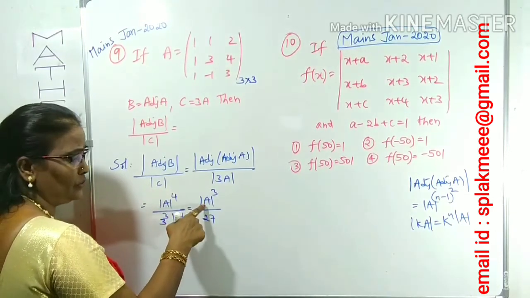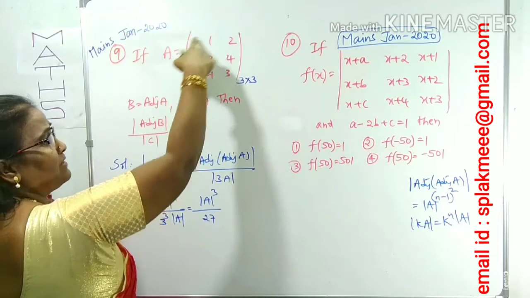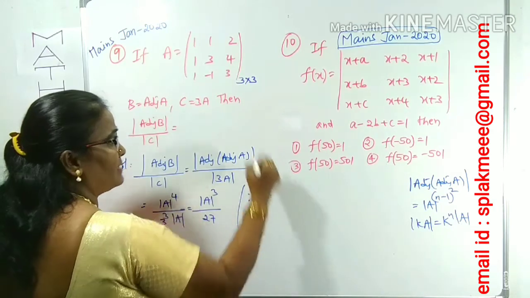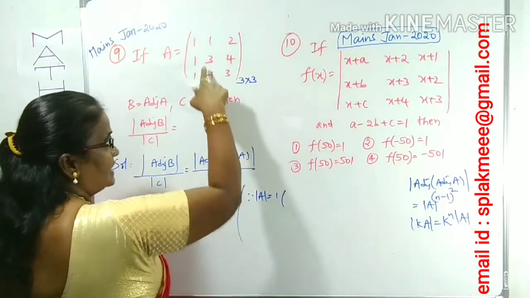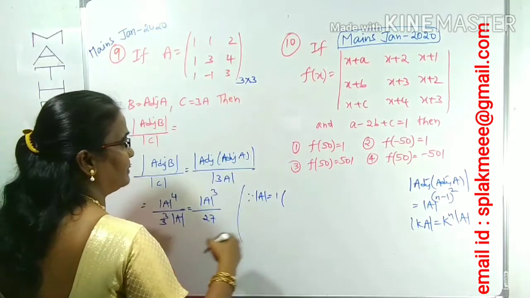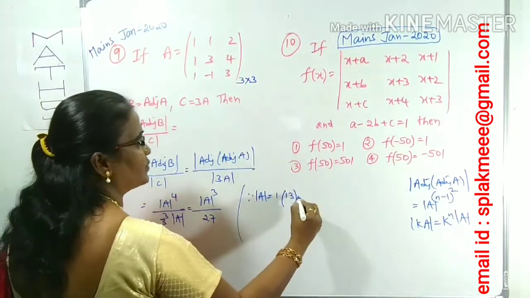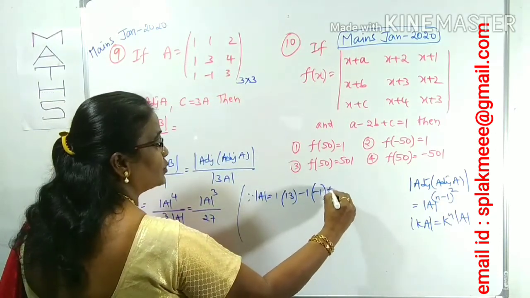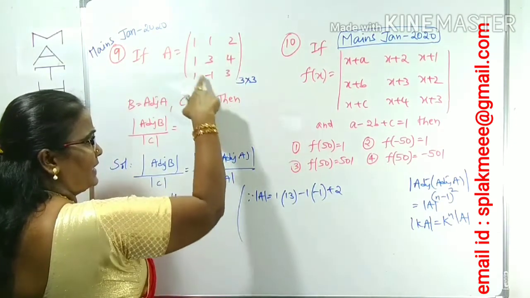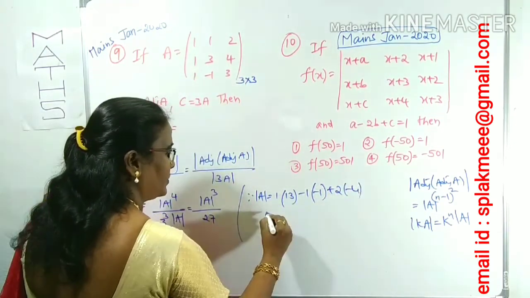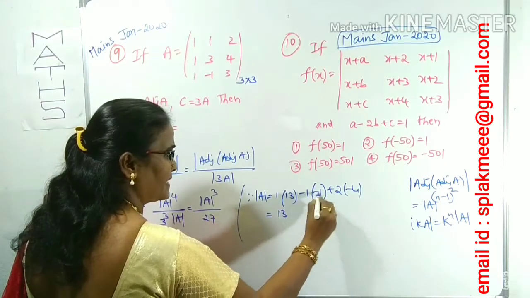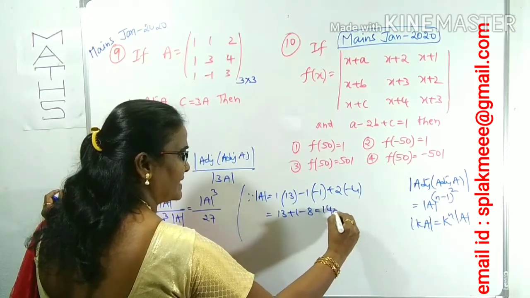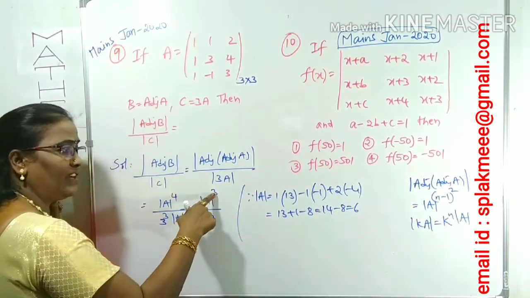Now we can use det A. What is det A? A is given as this matrix, and you know the det A formula. We can find the determinant of this matrix: 1 into (9 plus 4), that is 13. Minus 1 of (3 minus 4), which is minus 1. Plus 2 of (minus 1 minus 3), which is minus 4. Therefore this is 13 plus 1 minus 8. 13 plus 1 is 14, minus 8 is 6. So the det A value is 6.